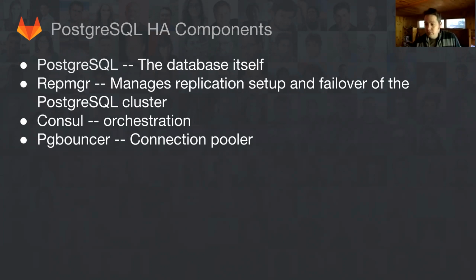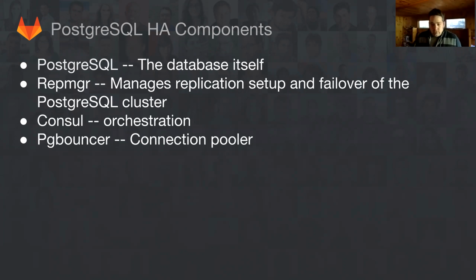The third component is Consul. This is a service discovery and key-value store. Consul is used so that all the different nodes tell Consul what's going on, and other nodes will then ask Consul for information. So it facilitates basically the communication between all the different nodes in the cluster. And the last component is PgBouncer.